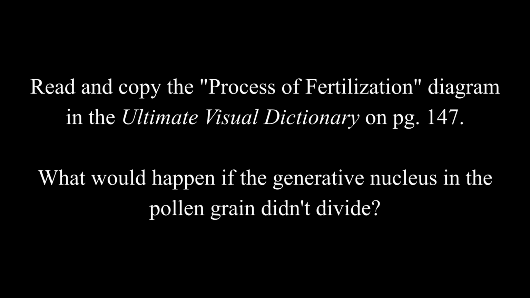Read and copy the process of fertilization diagram in the Ultimate Visual Dictionary on page 147. I showed that to you at the beginning of the lesson. What would happen if the generative nucleus in the pollen grain didn't divide? So go through before you actually copy those and make illustrations for yourself in your journal. So you have the gamete and it divides. If it didn't divide, what would happen when it goes down and begins to fertilize?